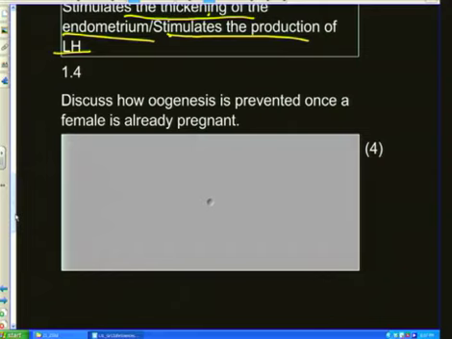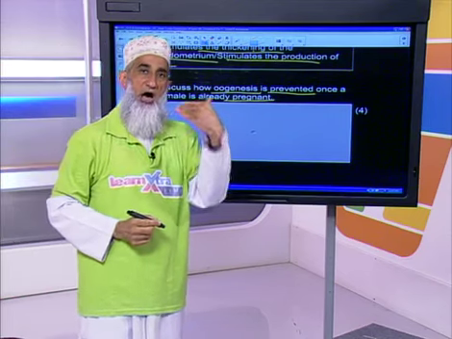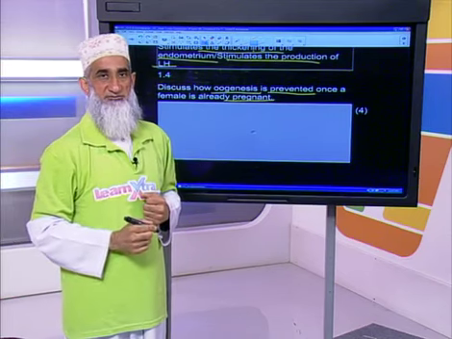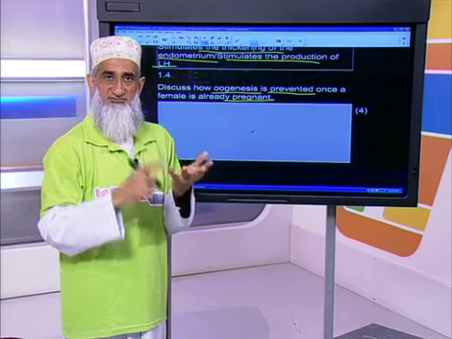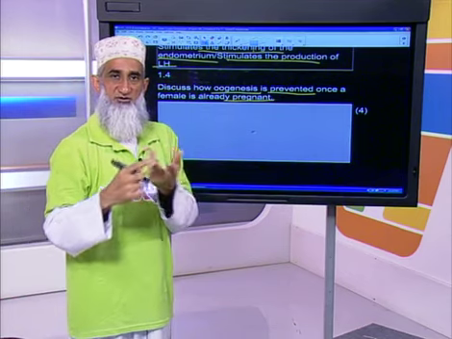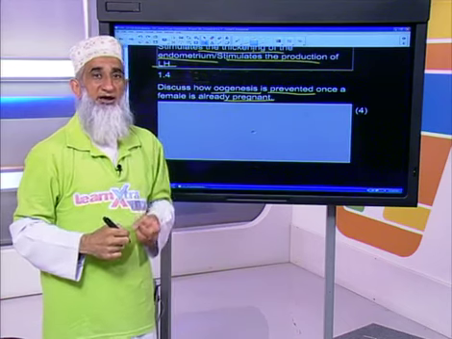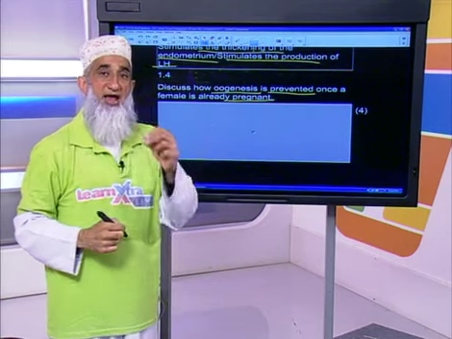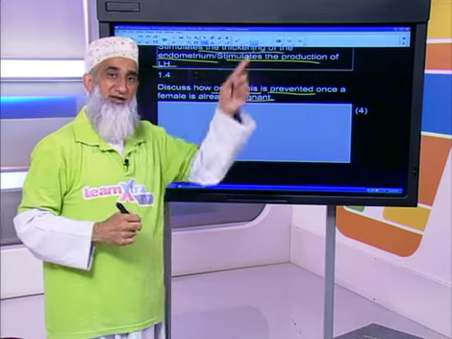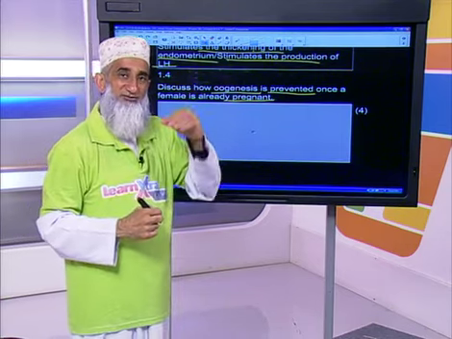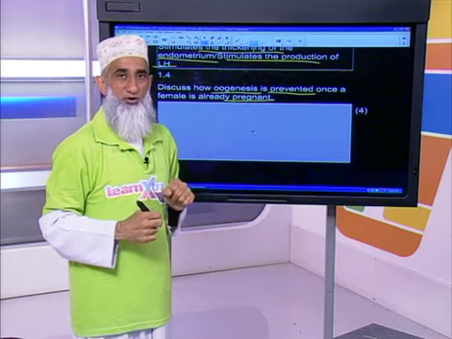Discuss how oogenesis is prevented once a female is already pregnant. Oogenesis is prevented when a woman is pregnant. Which hormone is high in concentration when a woman is pregnant? FSH, estrogen, progesterone, or LH? You got it? Progesterone is the one that's high. And what do we know about progesterone? A high level of progesterone inhibits FSH. In other words, when the levels of progesterone are high, FSH will not be secreted.